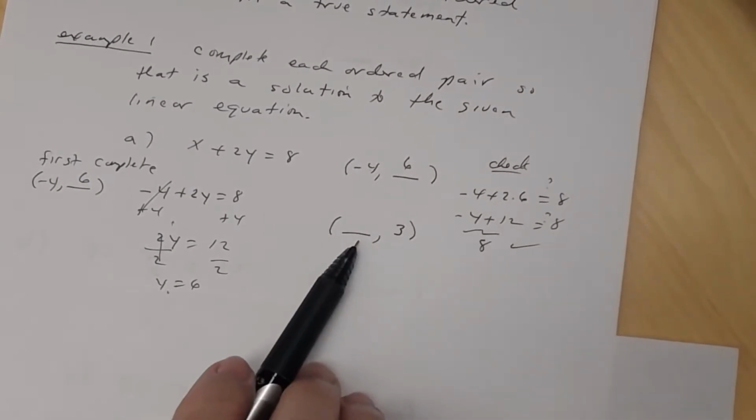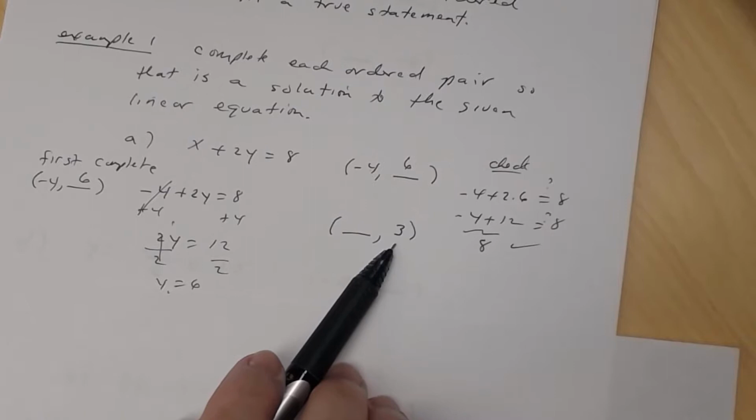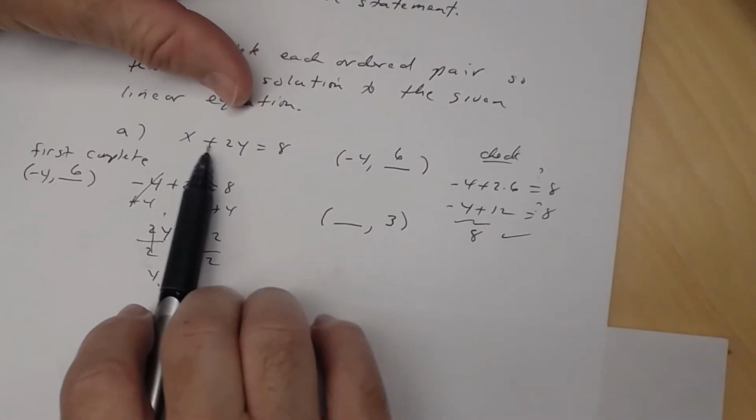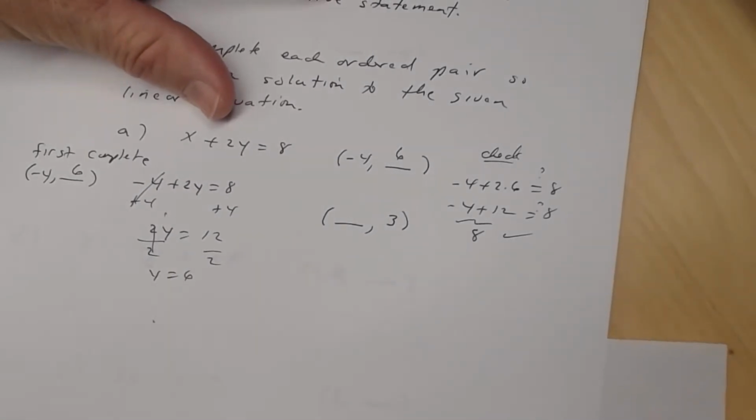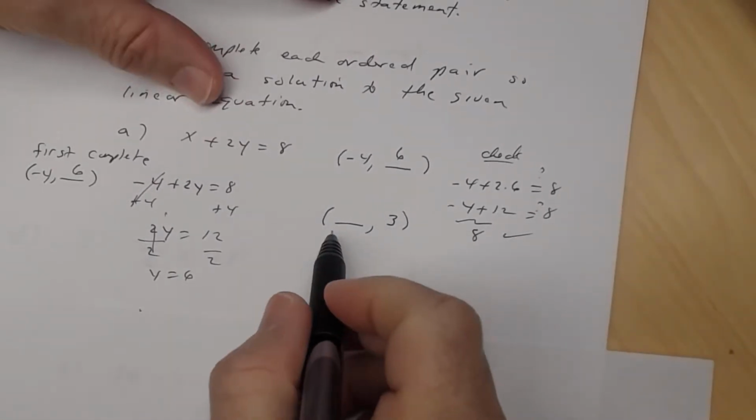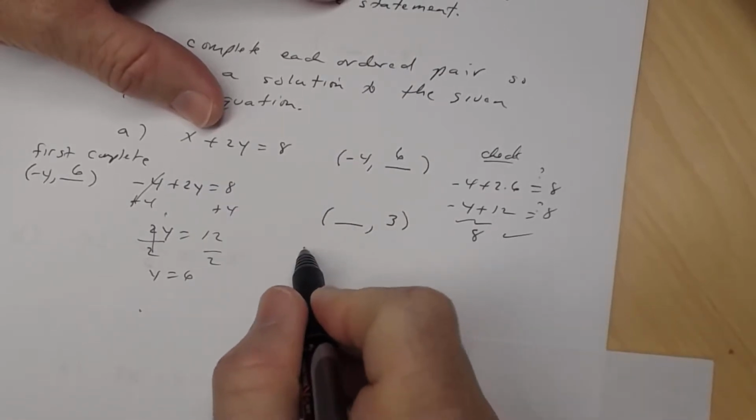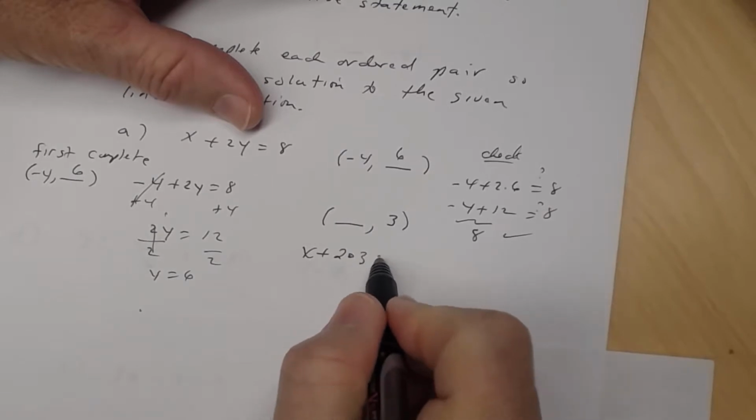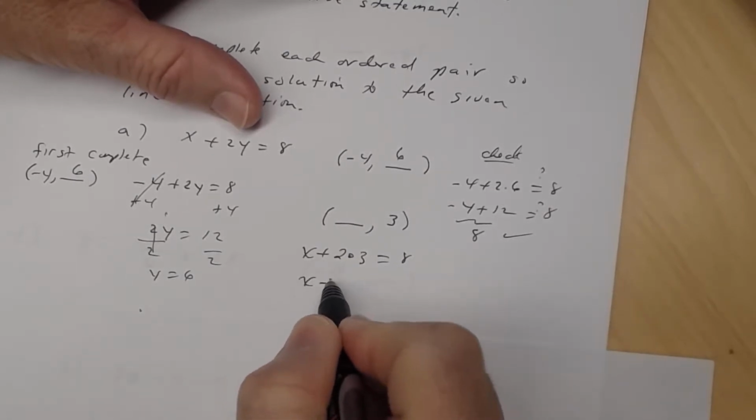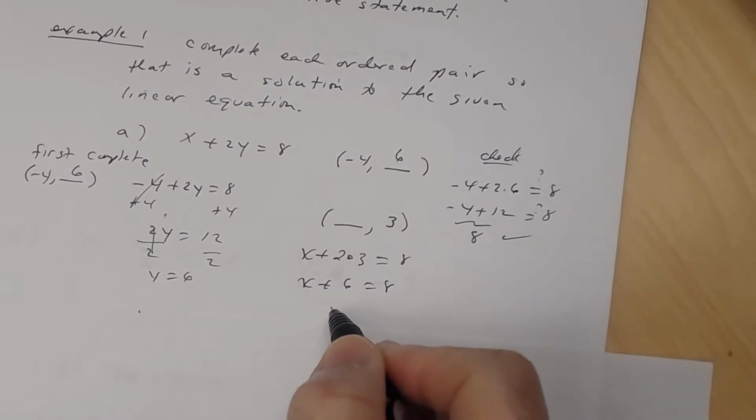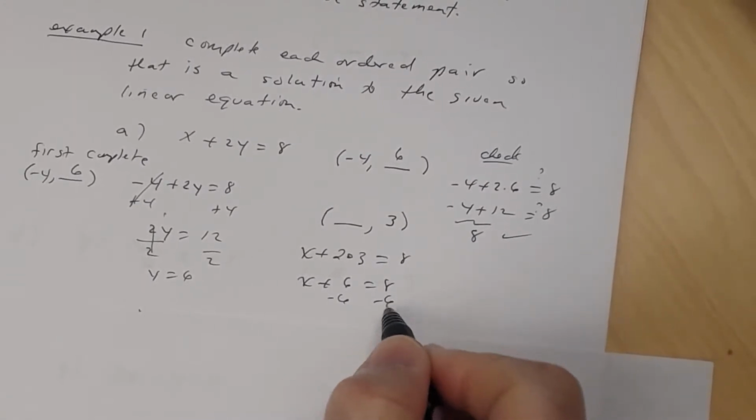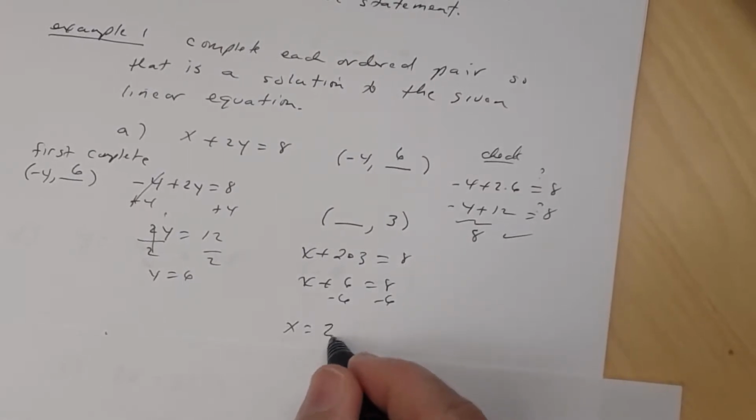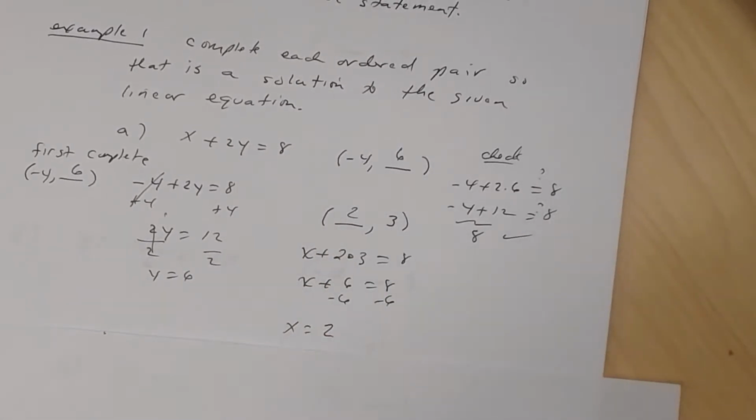Okay, now let's do this one. So this time you're told y is 3 and you got to find x. So let's go back to the equation, just like we did this. So I get x plus 2 times 3 equal 8. So I get x plus 6 equal 8. And all you got to do is just solve for the variable x. I'm going to subtract 6 from both sides. And so I found what x has to be. So x has to be 2. So that goes here. Okay?